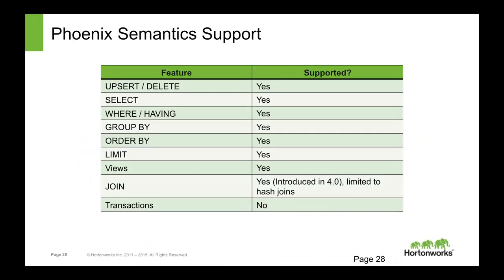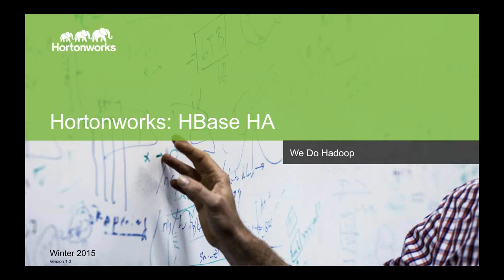Some of the semantic support that they have now is the idea of upserts and deletes, which is very helpful. And then joins. Of course, joins are being worked on to go beyond just hash joins. Limit clauses, order bys, group bys, and some of your standard select ideas. So, all right, that's Phoenix. So keep your eyes on Phoenix.